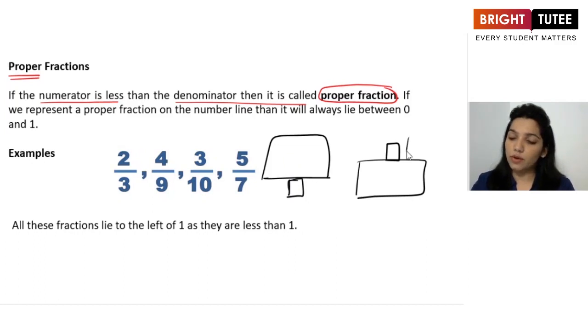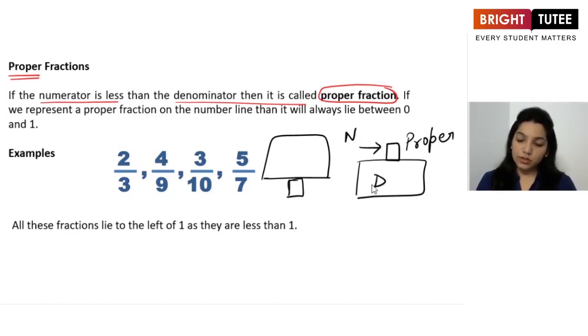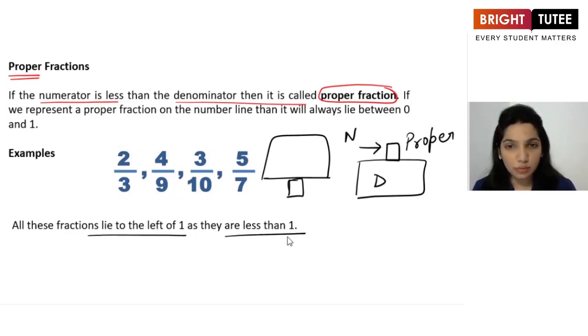So this is how we are going to remember the proper fraction, that is, on the numerator we see the smaller one and on the denominator we see the bigger one. Okay. So all these fractions that you see lie on the left of 1 as they are all less than 1. I hope this makes sense.